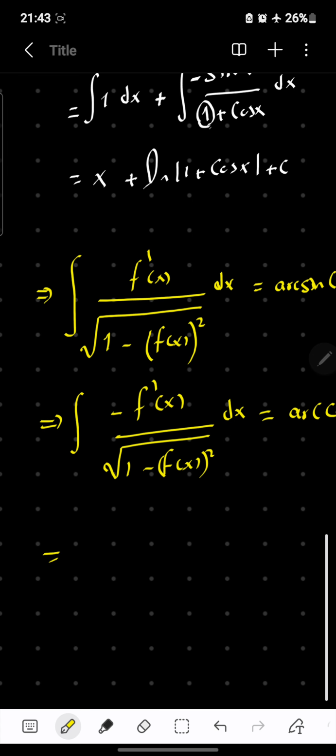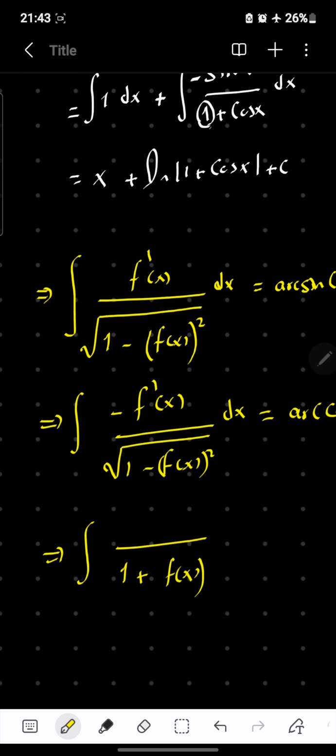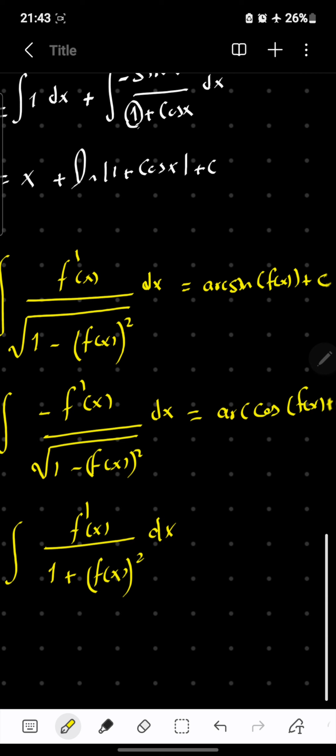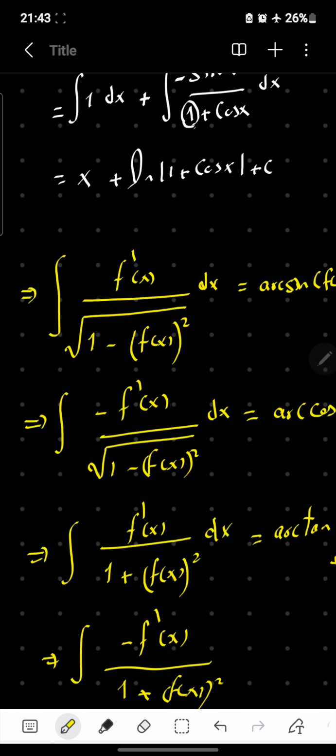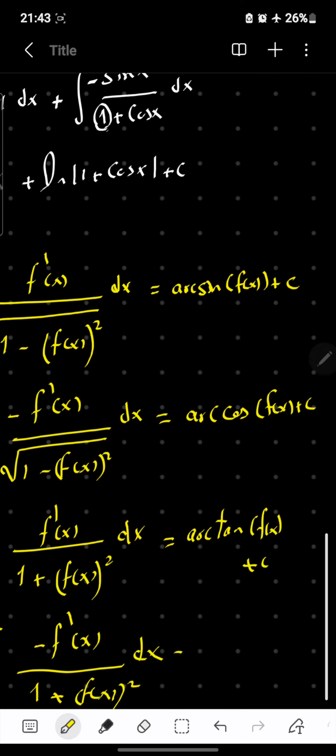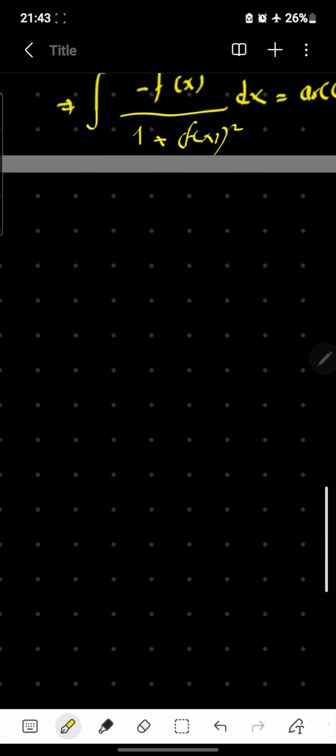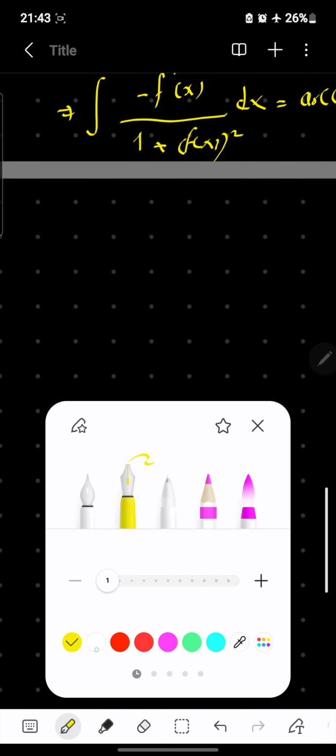If we face the integral of 1 plus f of x squared, with the derivative up there, dx, it will be arctangent f of x plus c. If we face the same integral but with a negative sign, 1 plus f of x squared dx, it will be arc cotangent f of x plus c.